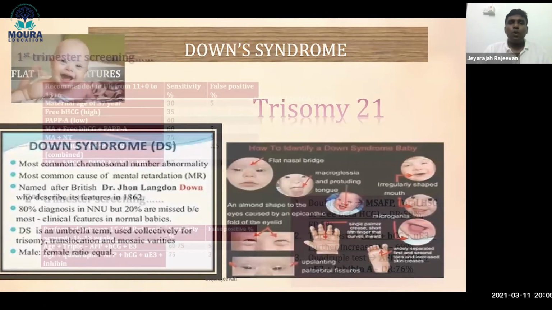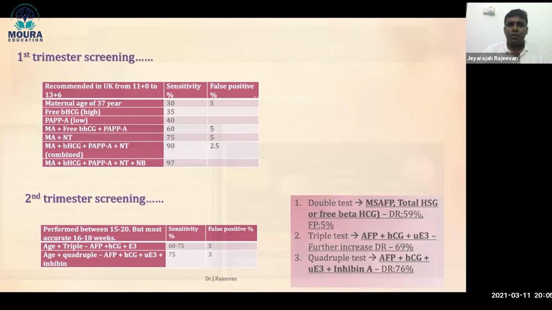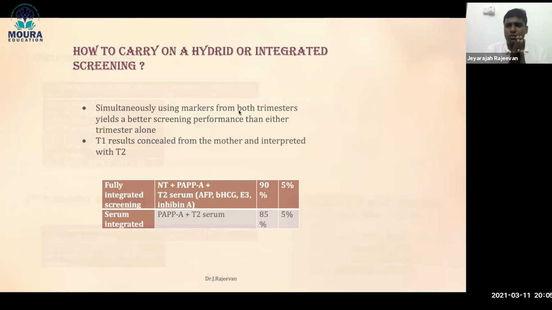Okay, so how do we carry on with the screening test? Now we are going to discuss Down syndrome in a different manner. One is, you can do the screening in the first trimester.